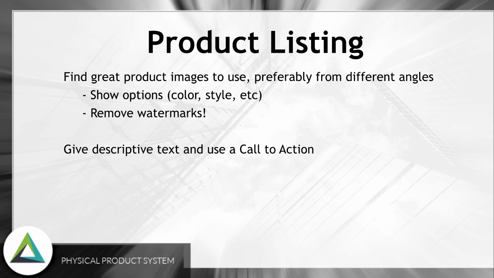We also want to show options. Do you have different colors? Is the necklace silver? Is it gold? Does the t-shirt come in a hoodie and a long sleeve? These options we want to make sure that we're listing on our page in terms of pictures and also options in our drop down. That way people have a clear understanding what it is exactly they're going to purchase.